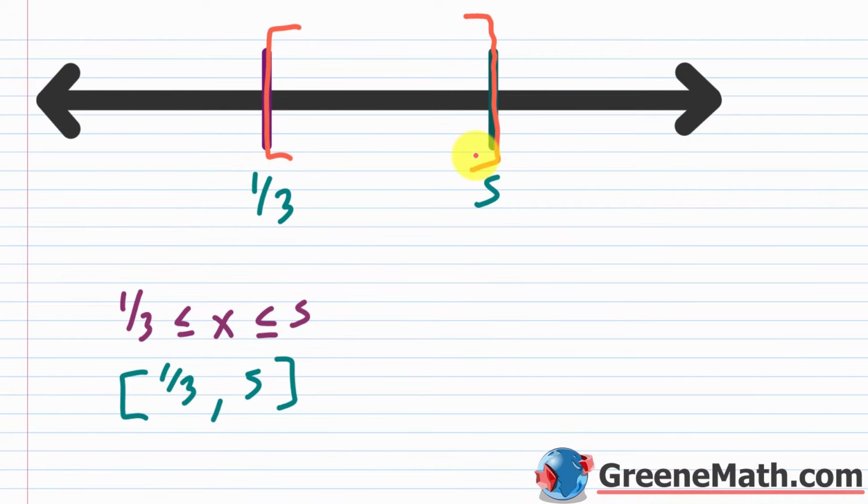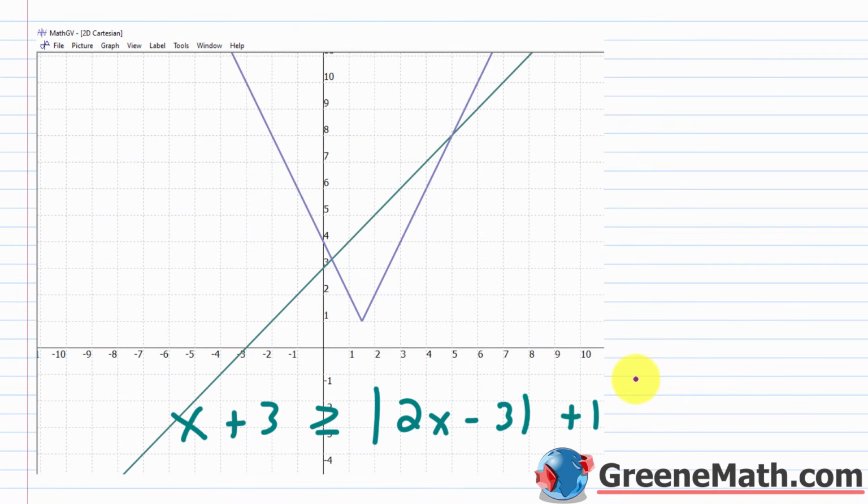Again, if you want to use a filled-in circle, if your book does that, that's fine. It means the same thing. And so I'm just going to shade everything in between. So x here graphically can be 1/3 or anything going up to and including 5. All right, so once again, you can look at this graphically. So you're going to graph this guy in green here.